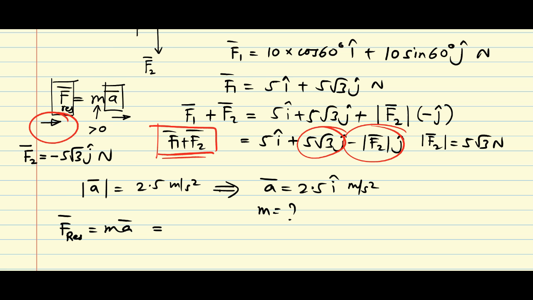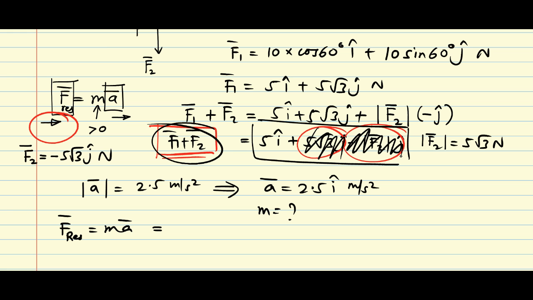The resultant force is given by F1 bar plus F2 bar, and we have set up the expression over here, but we did note that this term and this term actually cancel. So what is the net force? The net force is 5 I cap newtons on the left hand side. That's equal to the mass times the acceleration, which is 2.5 I cap meters per second square.